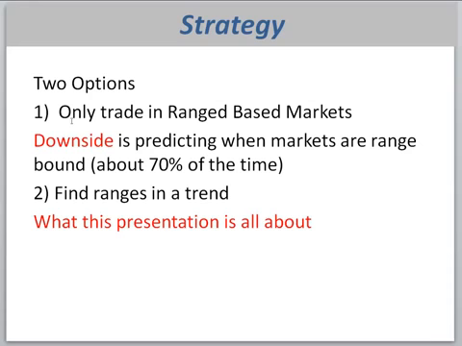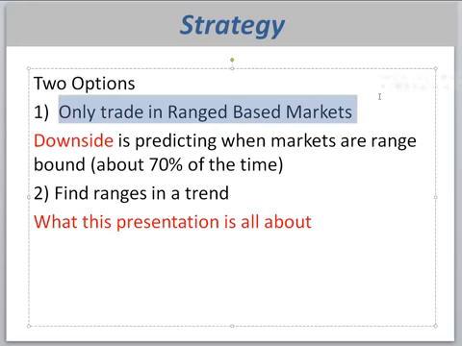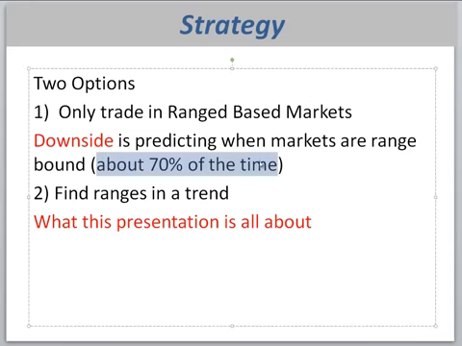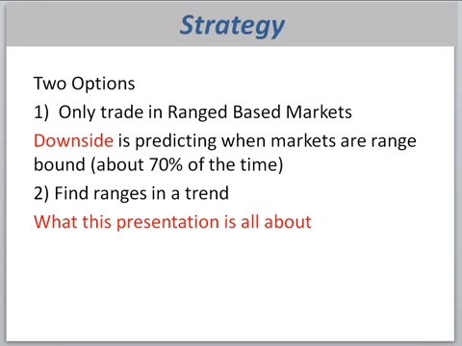You can either decide, I'm only going to trade during range-based markets, and that's a great idea. However, the big downside is you have to predict. You have to be Nostradamus and know when the markets are going to be range-bound. Now, about 70% of the time they are range-bound. Markets do stay within their ranges about 70% of the time. So there is potential for just buying and selling on the Bollinger Bands and predicting when the markets are range-based. But you have to be pretty good at that. It takes a while to know when markets are range-based and when they're not in order to be able to predict when they happen.